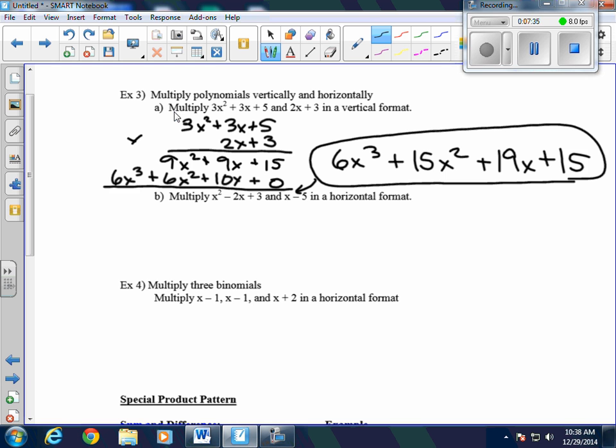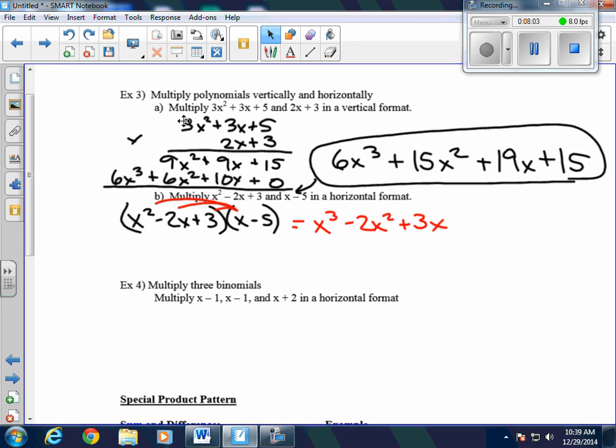Using the horizontal format, again, we would just write them like we would. And here, what we're going to end up doing is using the distributive property. So I would take the x times here, here, and here, and that's going to give us x cubed minus 2x squared plus 3x. And then I would also do the same thing with the 5, with the negative 5.